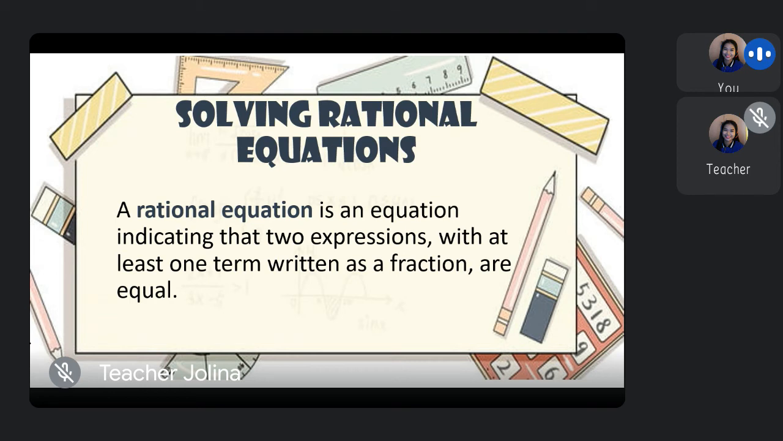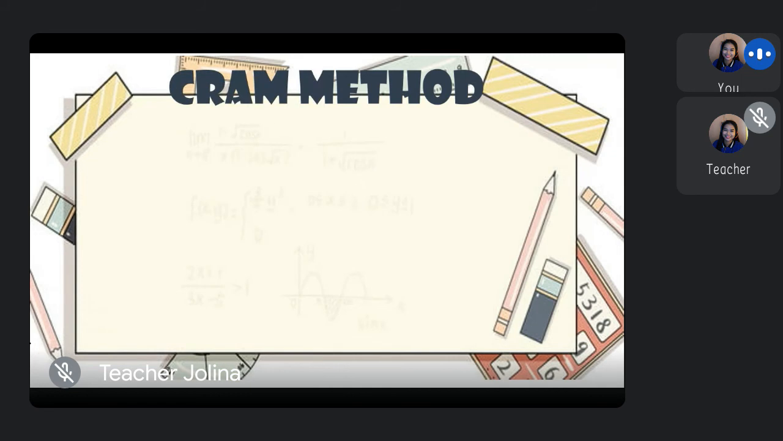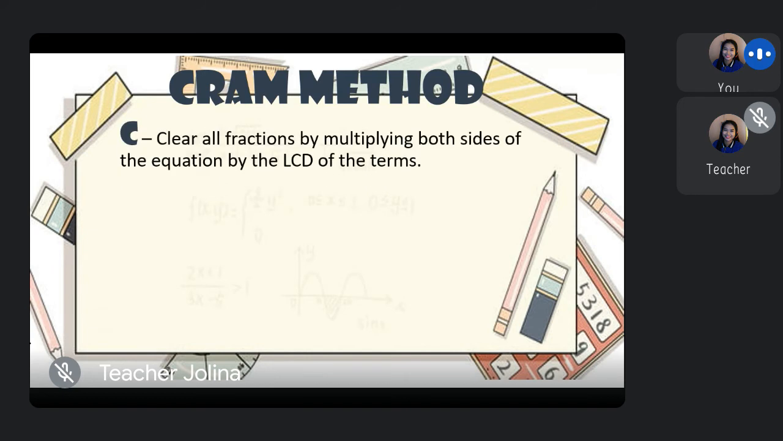Okay, so paano tayo mag-solve ng rational equations? So we can use the CRAM method. So C stands for clear all the fractions, or simply, eliminate lang natin yung denominator. So para magawa yon, kailangan nyo lang kunin yung LCD ng dalawang terms, and then yung LCD na yon, i-multiply nyo lang doon sa both sides ng ating equation. So mag-multiply ka sa left side at saka sa right side gamit yung LCD ng dalawang terms.